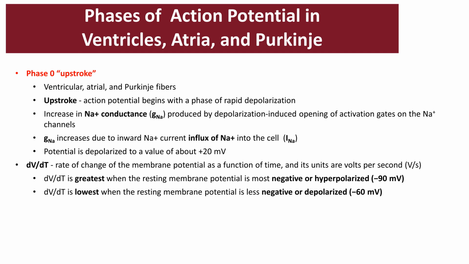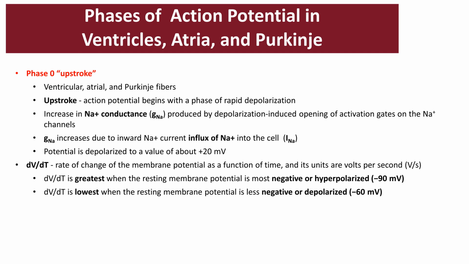G subscript Na increases due to the inward flux of sodium, causing the cell inside to be more positive. The influx of sodium into the cell creates a current, what we call I subscript Na. The potential is then depolarized to a value of roughly about positive 20 millivolts. dV over dt is expressed as the rate of change of membrane potential as a function of time, and this is expressed as volts per second.